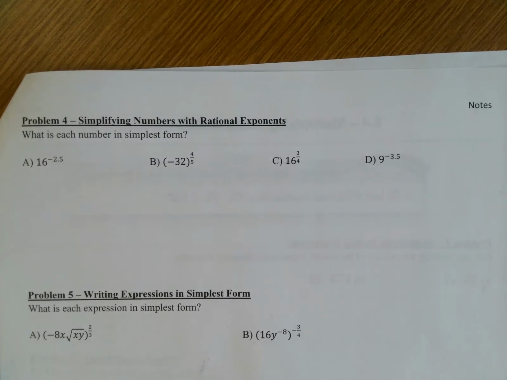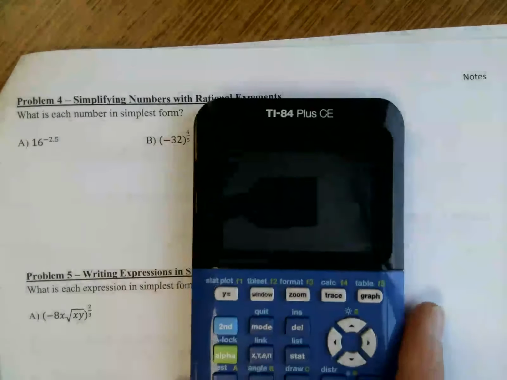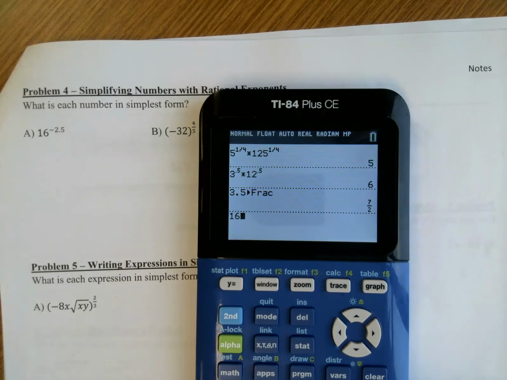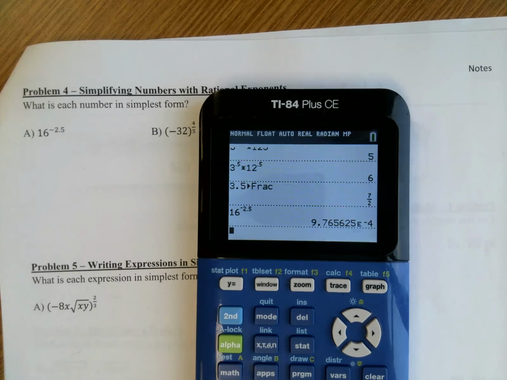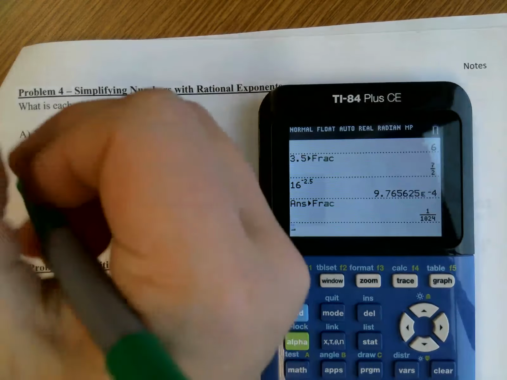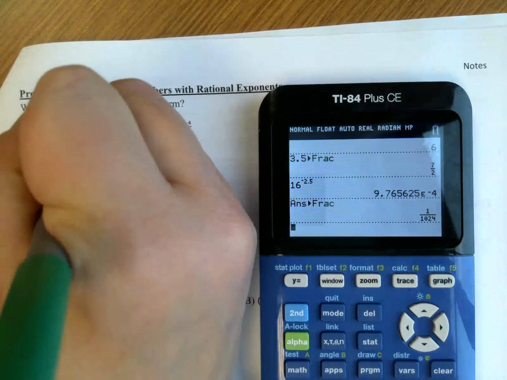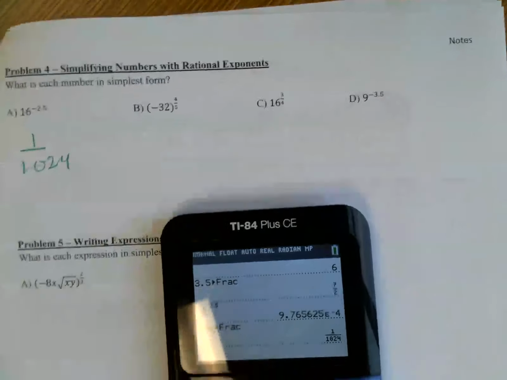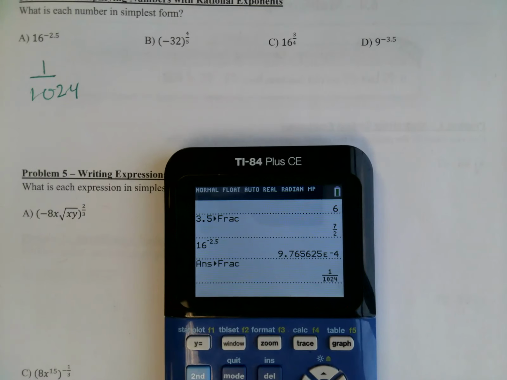Let's see if I actually have numbers though. If I have numbers, I can just use my graphing calculator because there's no x's here. So I can go 16 raised to the negative, make sure you do negative 2.5. If this happens, I want you to change this into a fraction. So if I go math and then change it to a fraction, this answer is 1 over 1024. Right now, I want you to pause the video and try to do these three in your calculator right now.